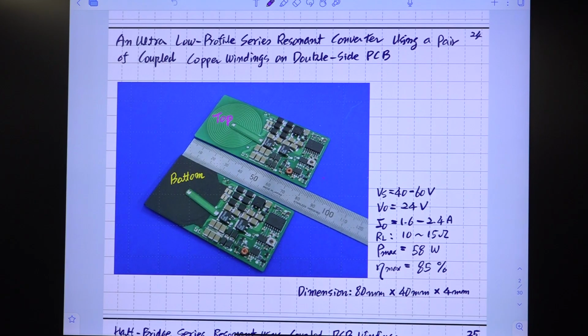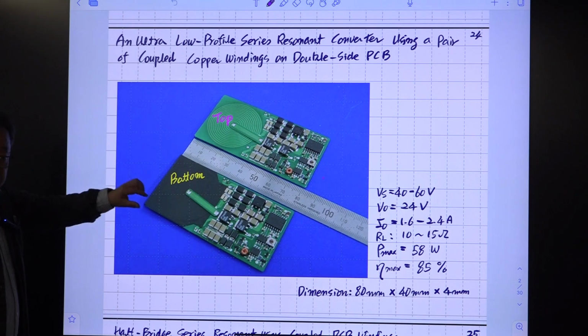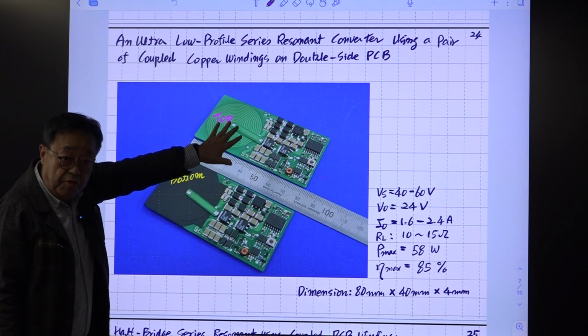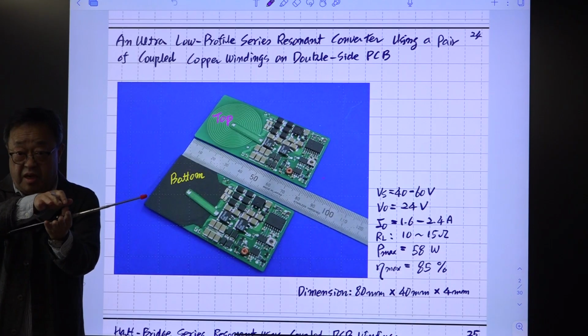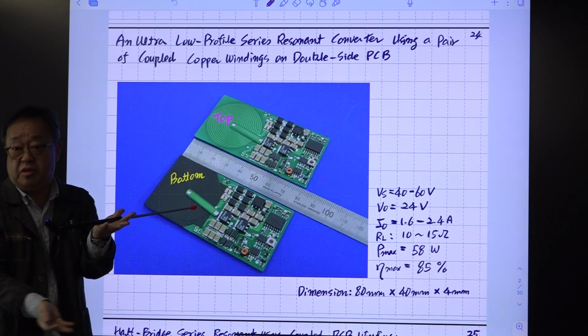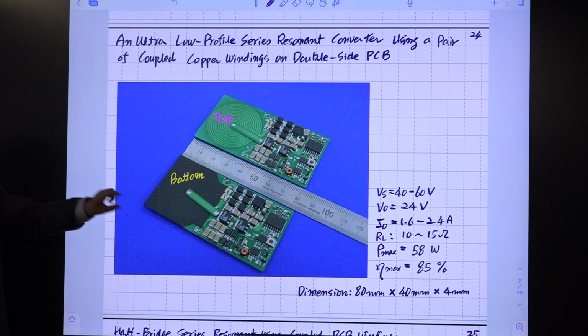This is the photo of the experimental series resonant converter. This is the converter, right? This is built on a double-sided PCB. This is the top view, and this one is the bottom view. It is a double-sided PCB, and one is looking from the top, and one is looking from the bottom. So this is the same thing, just with a different viewpoint.